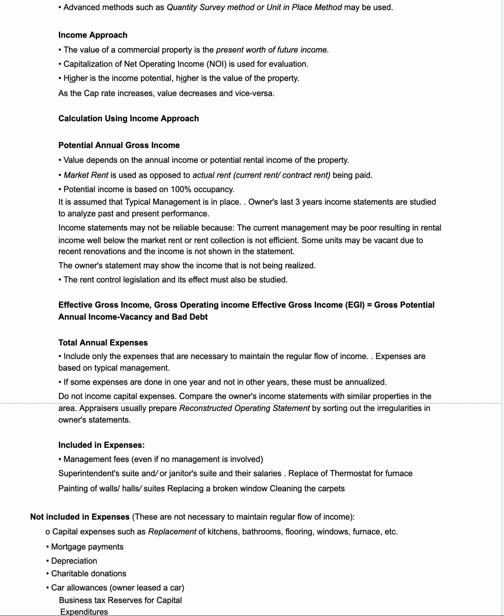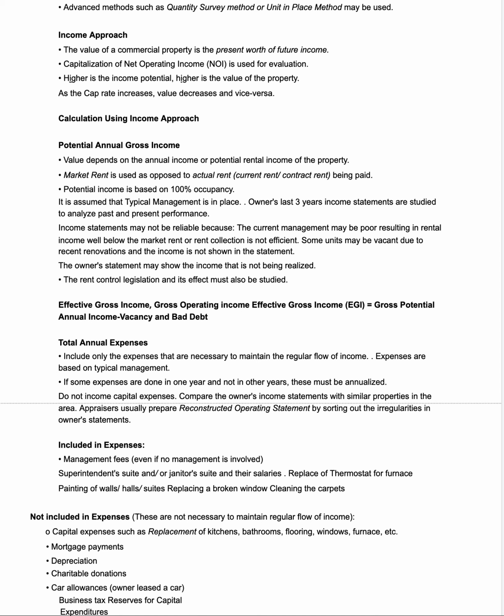Estimate the total annual operating expense. Net income is used by the appraiser in estimating the value of the investment property. Net income is arrived at by subtracting the total annual operating expense from the effective gross income. In arriving at an estimated total annual operating expense, the following guidelines should be used.